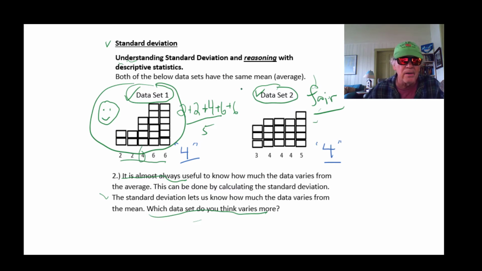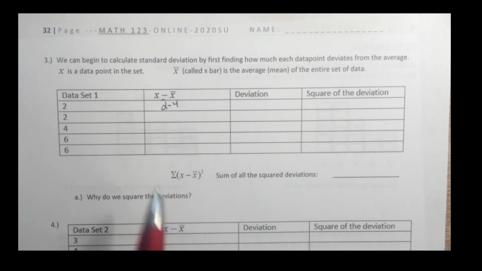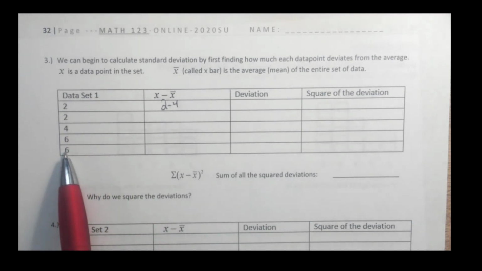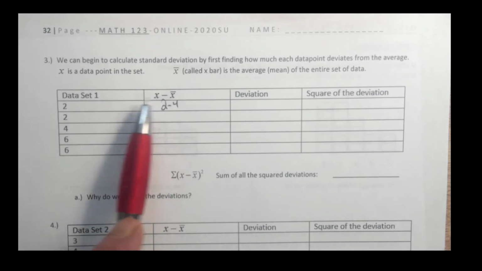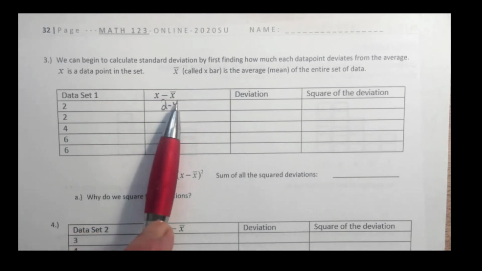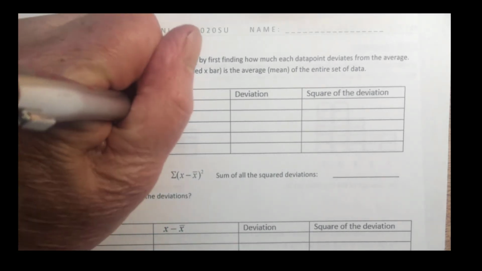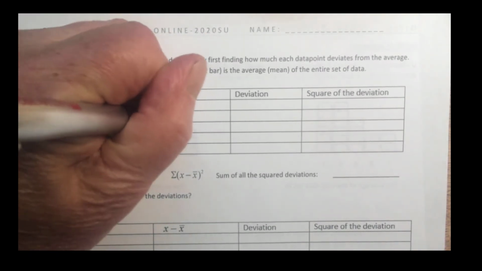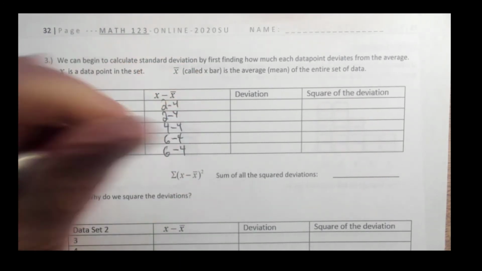Okay, we're going to go through the actual formation of the standard deviation. Well, we're doing it because it actually will explain to you, give you a deeper understanding of it. Okay, so we are going to look at data set 1, which we determined had more variance to it. We're going to calculate the standard deviation, and I'm going to do it by taking the data value minus x bar, which is the mean of the data set. The mean is 4, both of these sets. So I'm just going to write these in here. 2 minus 4, 2 minus 4, 4 minus 4, 6 minus 4, and 6 minus 4.